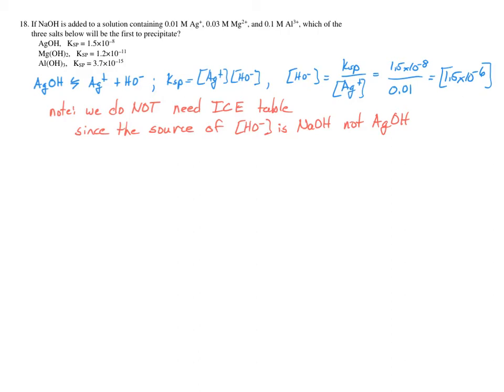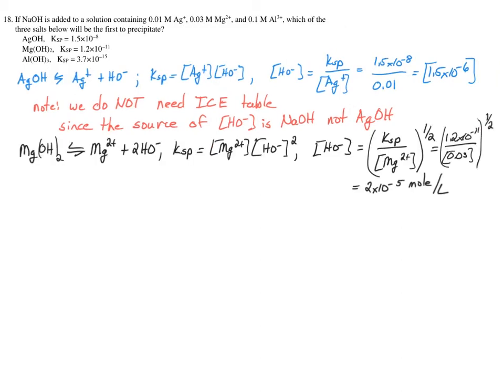Now, before we go on and do the other salts, I wanted to make a point that we do not need an ice table in this problem. The source of the hydroxide ion is the sodium hydroxide that we're adding. It doesn't come from silver hydroxide, so we're not going to have an ice table for any of these salts.